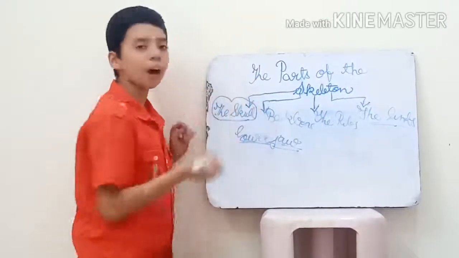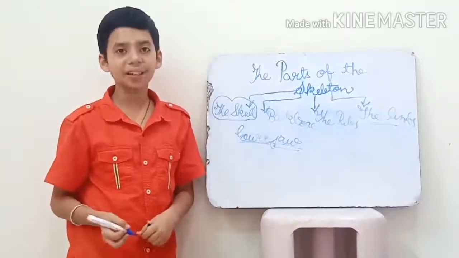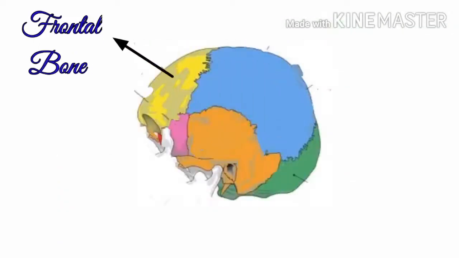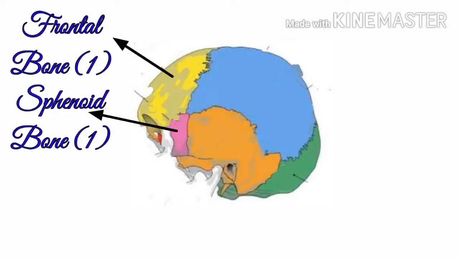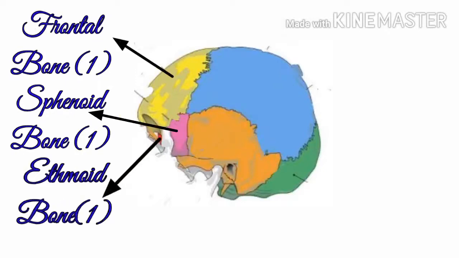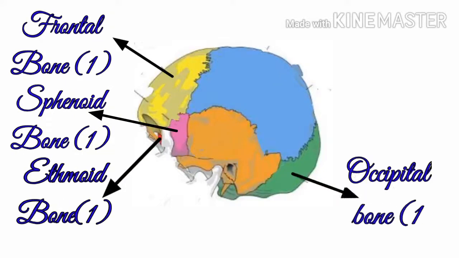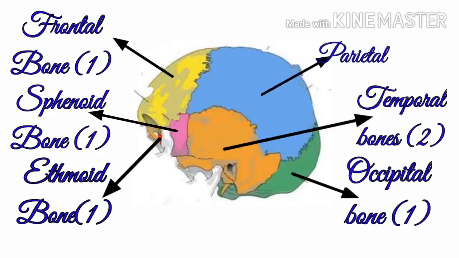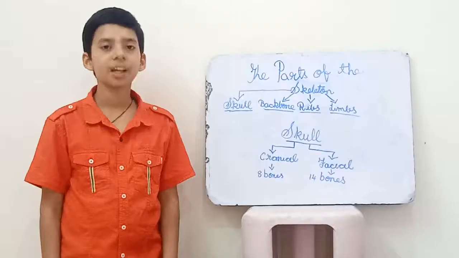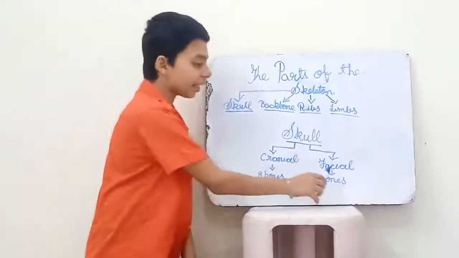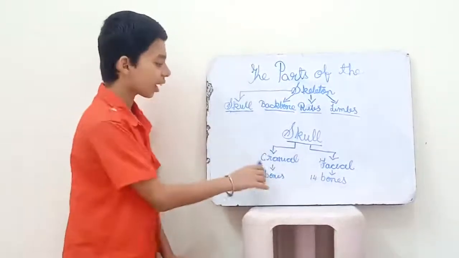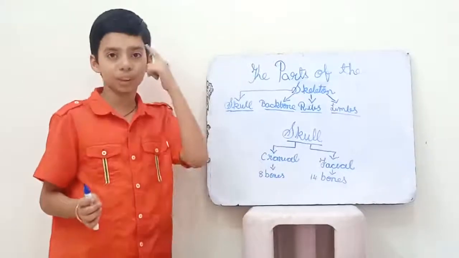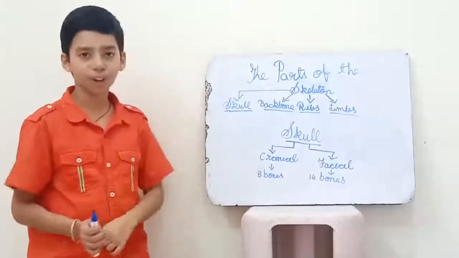Now let's know about the 8 cranial bones. Cranial bones: 1 frontal bone, 1 sphenoid bone, 1 ethmoid bone, 1 occipital bone, 2 temporal bones and 2 parietal bones. The skull consists of cranial and facial bones. Cranial means that in our head only, we have 8 bones. That's the upper part that I told already.